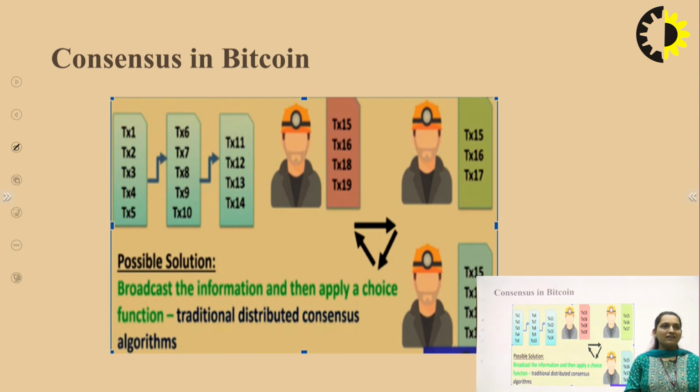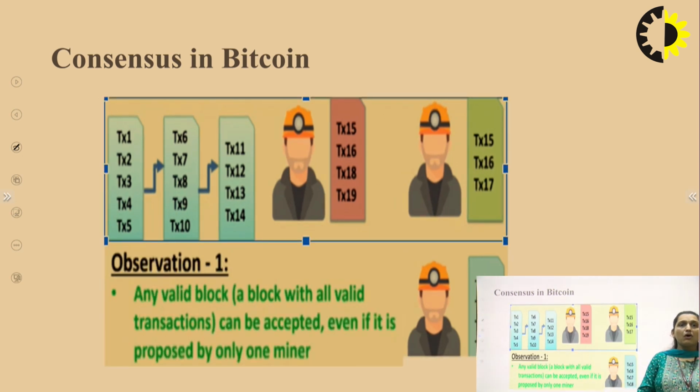It is to broadcast the information and apply a choice function. Traditionally they will broadcast: I have this number of transactions, this number of transactions, that is message passing. And if they are not giving correct information, who is validating us? So the traditional distributed consensus algorithm will not work here. So we say that proof of work will help. So we will have our observations.